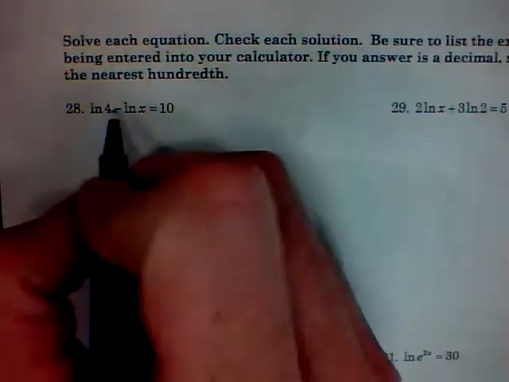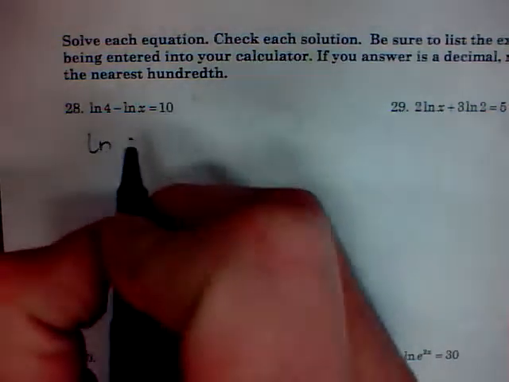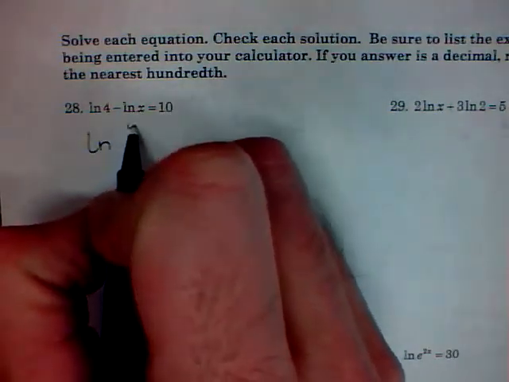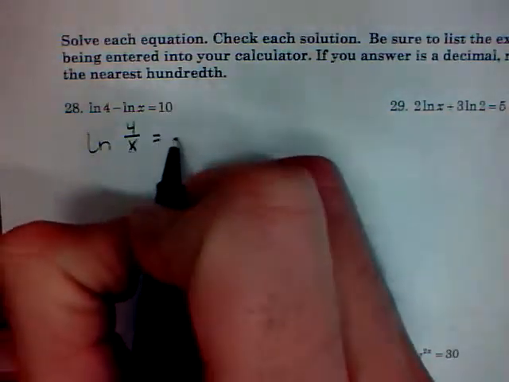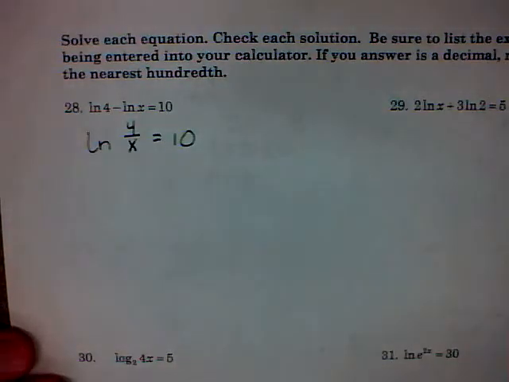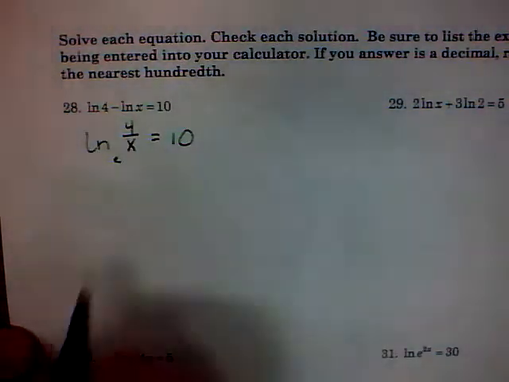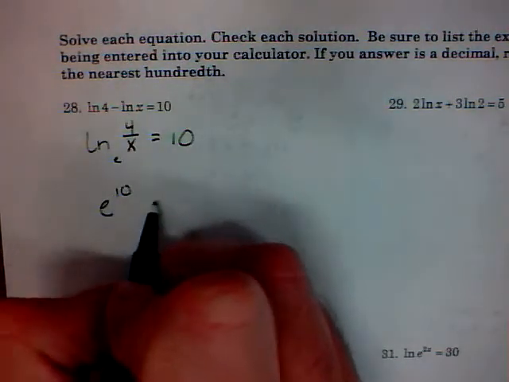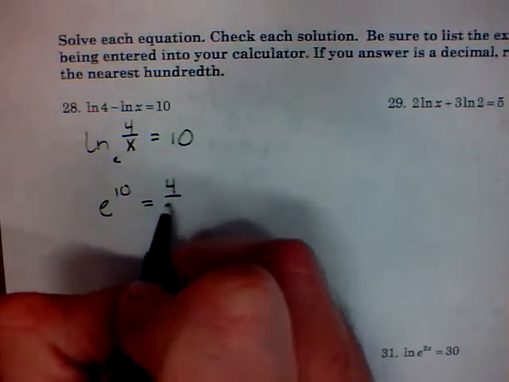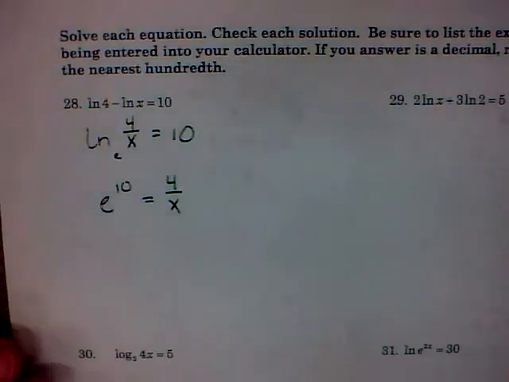So here, since we're subtracting, we are going to divide the values. So this is natural log of 4 over x equals 10. So now you're down to one log. So we have our base, our answer, our power. So this is e to the power of 10 equals 4 over x.